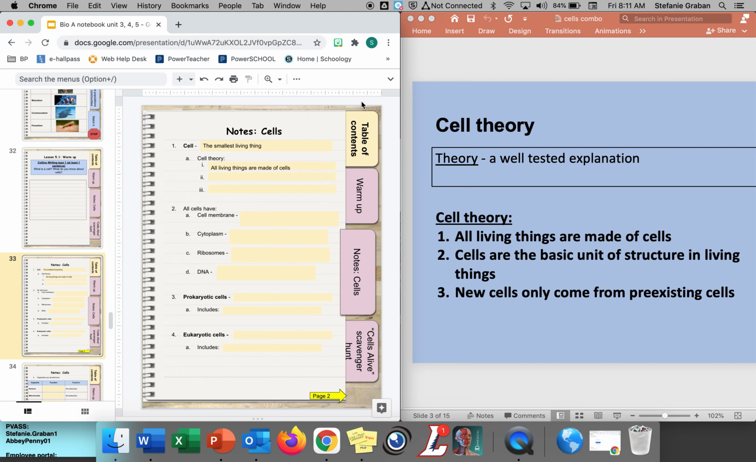So if you break us down into the smallest part that can still be considered a human, we would be cells. Geez, I cannot type today. There we go. And third, new cells only come from pre-existing cells. So you have to have cells in order to make cells. They're not just going to poof into existence. Your cells come from the cells you already had growing and dividing.